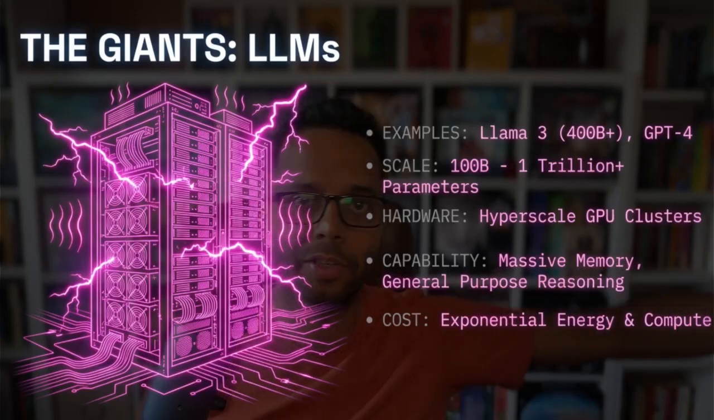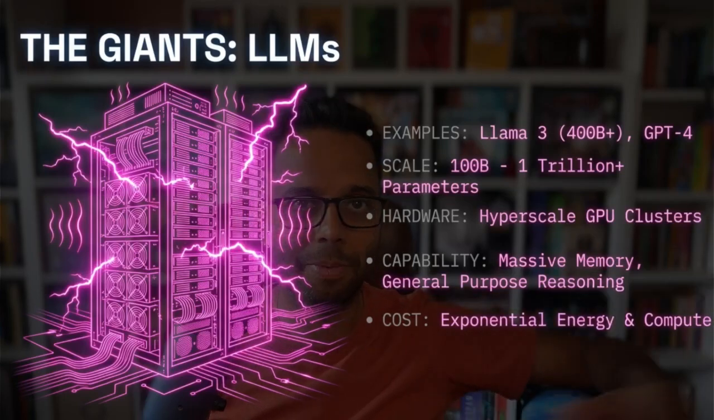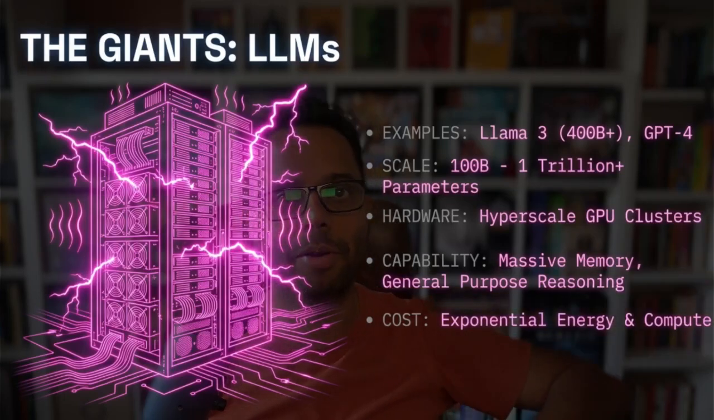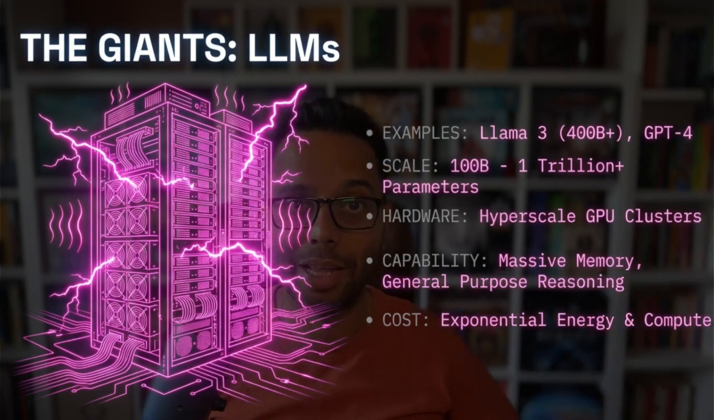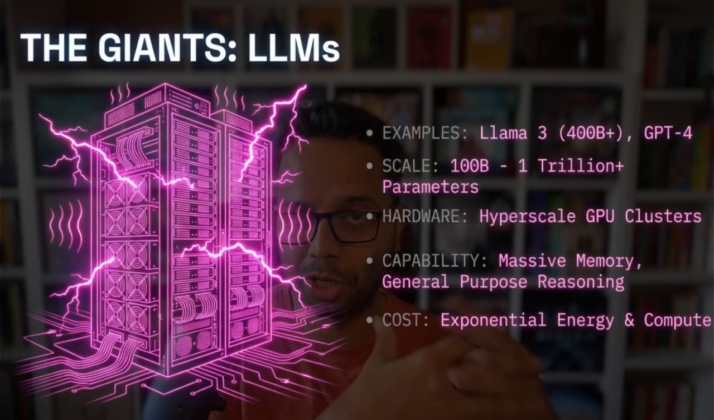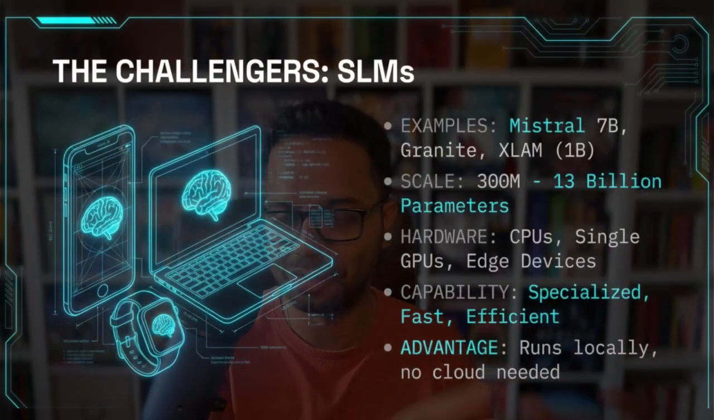In some of the other videos we were talking about the context window of these models. So Gemini, for example, has 1 million. It can probably remember the entire Harry Potter book at one stretch. So they have that memory. Now the cost is exponential energy and compute. As I was saying, to serve them you need massive GPU clusters, and you have to keep them running all the time.